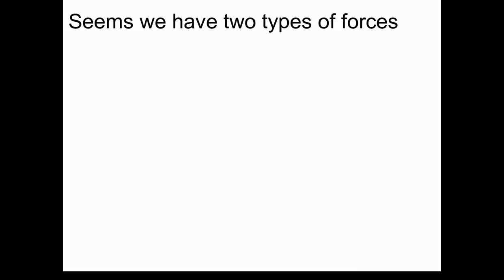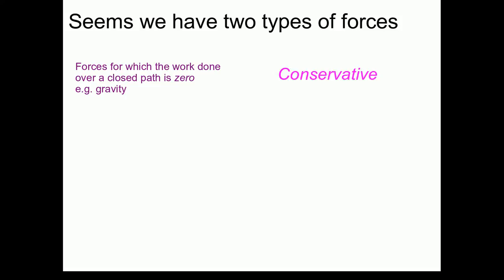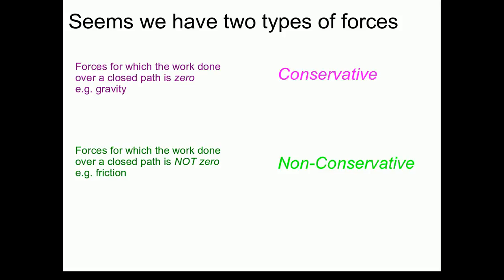Thus it seems that we have two different types of forces. We have forces for which the work done over a closed path is always equal to zero. An example of this is gravity. We call such forces conservative. We have another type of force for which the work done over a closed path is not equal to zero. The frictional force that we just saw is an example of this. Forces for which the work done over a closed path is not equal to zero are called non-conservative forces.